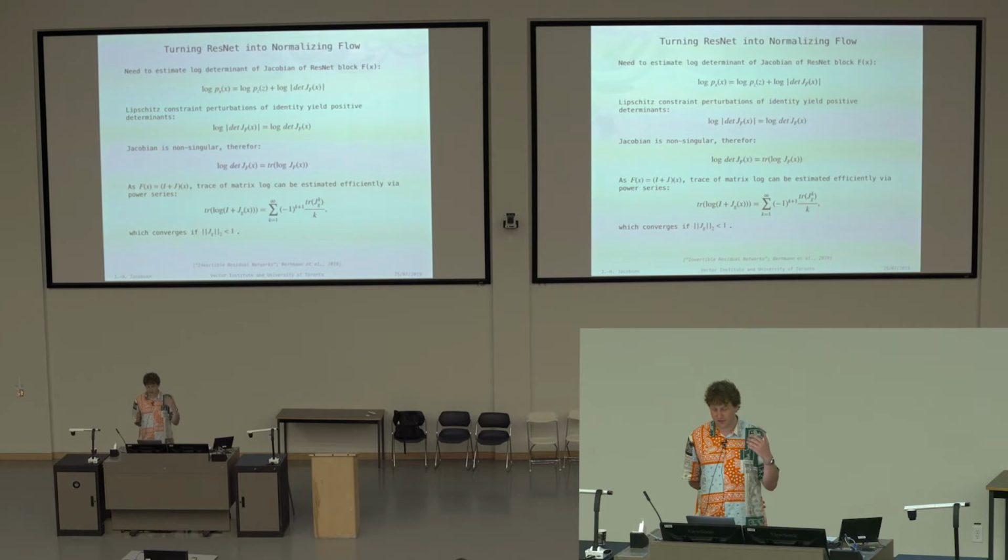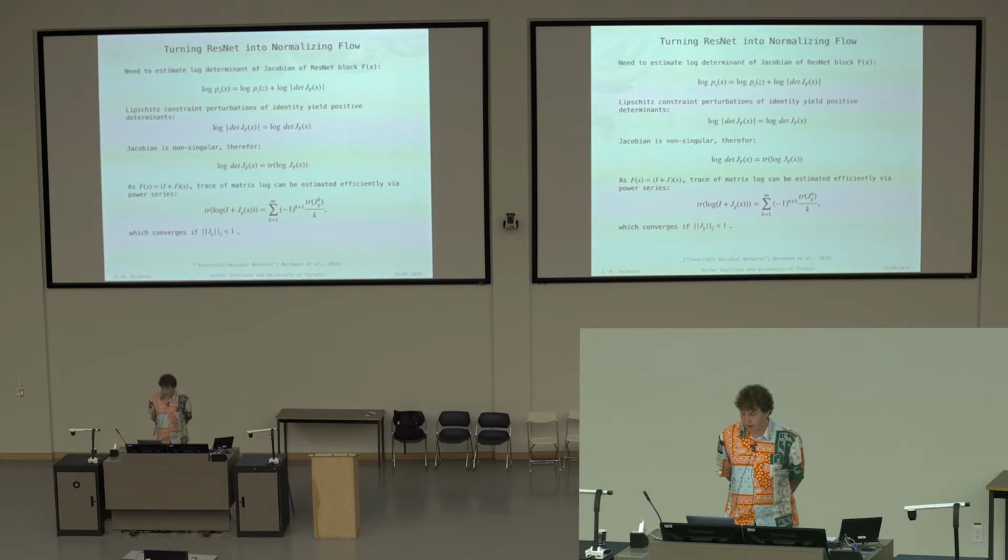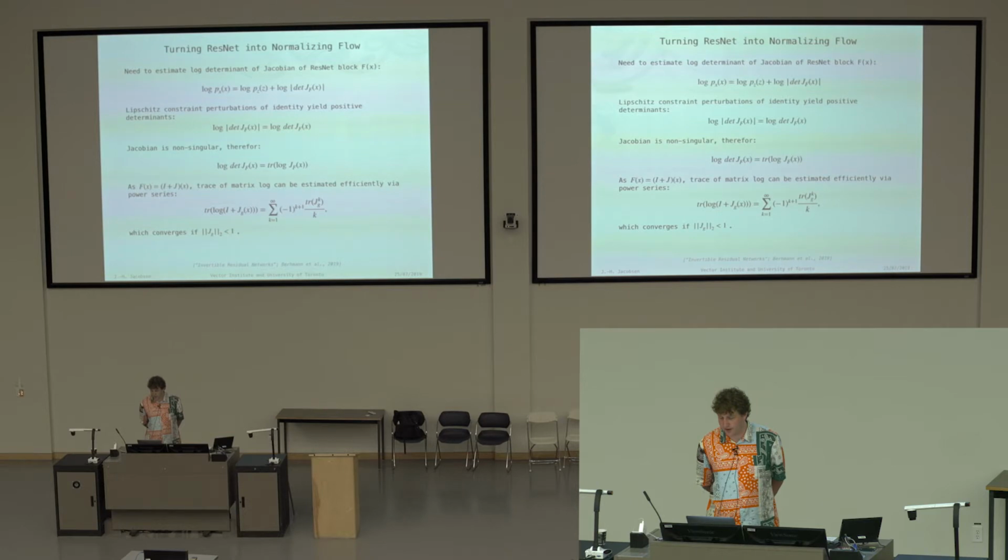So our final estimator becomes this here. It's an infinite series of (-1) to the power of k plus 1, times the trace of the Jacobian to the power of k, divided by k, which converges if the Lipschitz constant of our residual connection is smaller than 1, which we made sure it is for the sake of invertibility anyway.